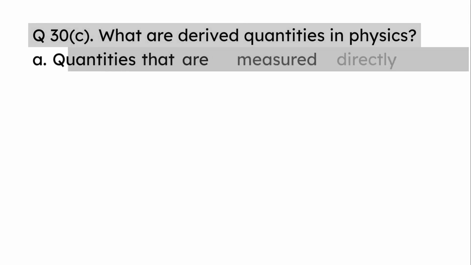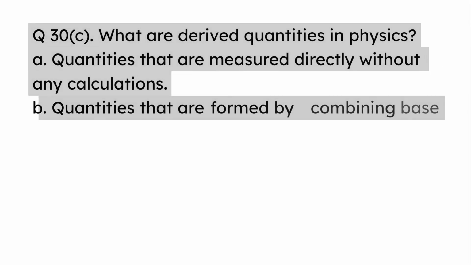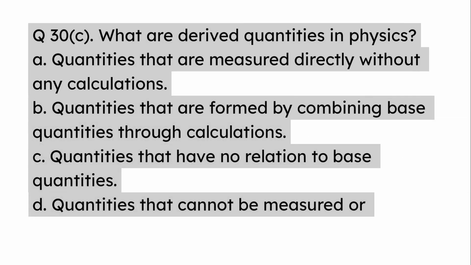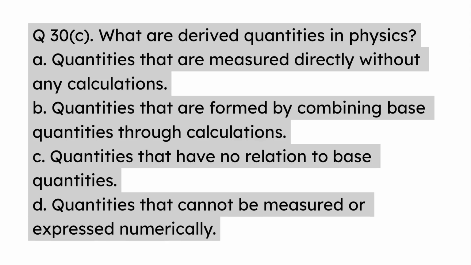Q30. C. What are derived quantities in physics? A. Quantities that are measured directly without any calculations. B. Quantities that are formed by combining base quantities through calculations. C. Quantities that have no relation to base quantities.